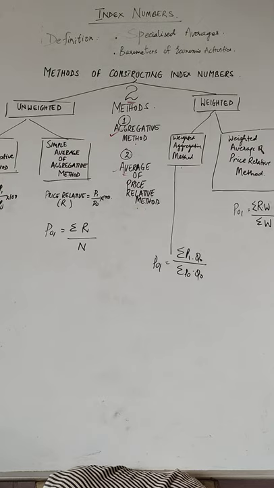Okay, and if you feel that all are equally important, then unweighted index number is constructed, which means simply we take the aggregative method or the average of price relative method. So now weights are of two types.